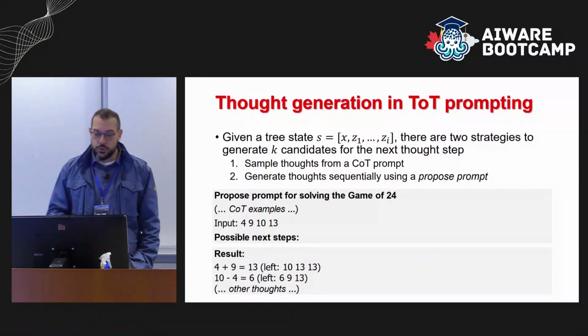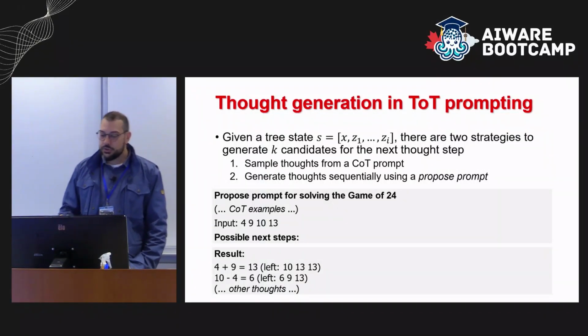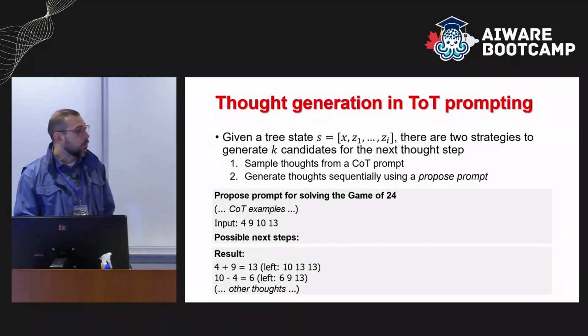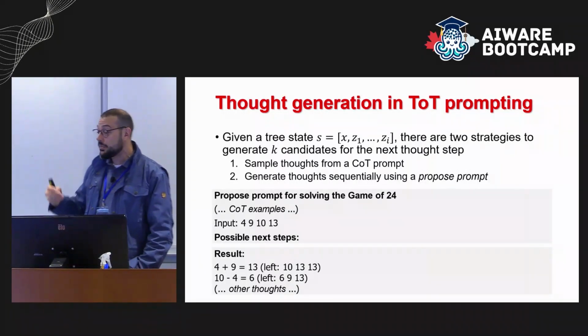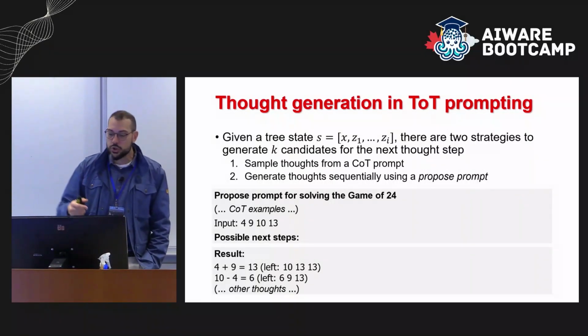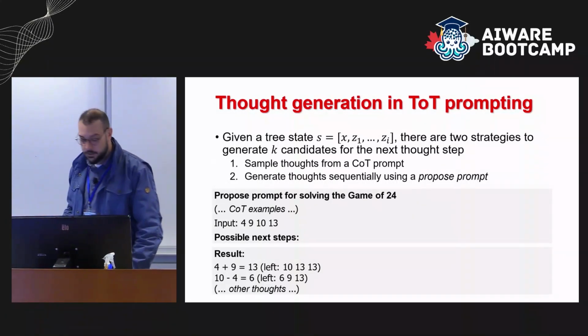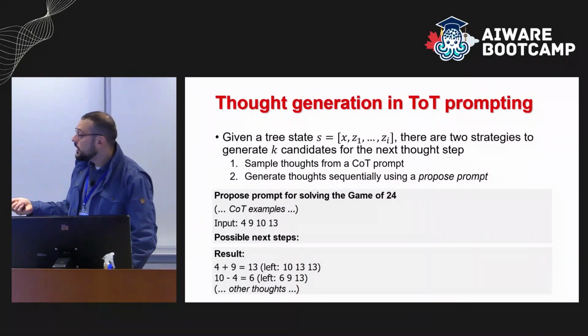And then you need to generate these thoughts. You can basically do it in two ways. You can sample from a set of chain of thought prompts, and that's how you generate a new thought. Or you can use what they call a propose prompt, where you give some chain of thought examples.